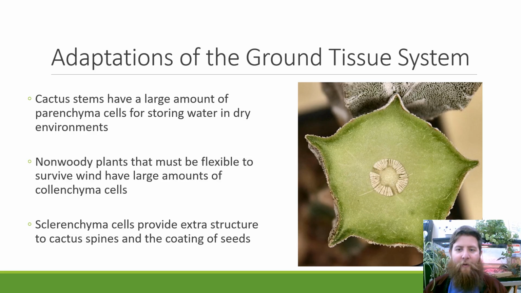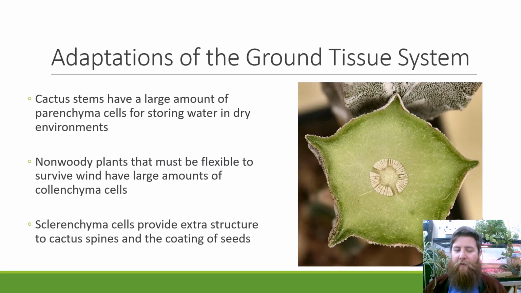Some more adaptations of the ground tissue system here. This is a cactus stem. You can see that all of this fleshy bit in the middle here is parenchyma cells that help it to store water in very dry environments. Most of your succulent plants have that. Your non-woody plants have to be flexible enough to survive winds, so they'll have larger amounts of collenchyma. In non-windy areas, you'll have less of that collenchyma. Sclerenchyma in this guy here gives you extra structure, helps you make spines, and helps you coat seeds.